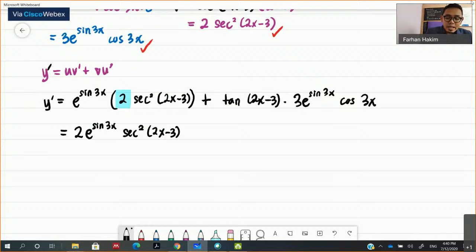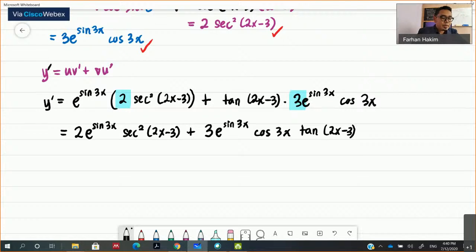All right, and that one we'll have to write 3 first. We have to write the number first. All right, so that one is the coefficient. All right, so 3e to the power of sine 3x, and then multiply with the cos of 3x, multiply with the tangent of that 2x minus 3. All right, so I think we are done here.